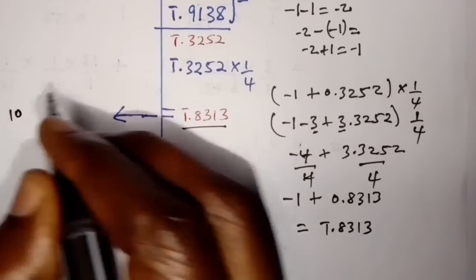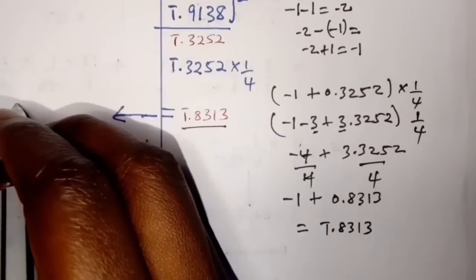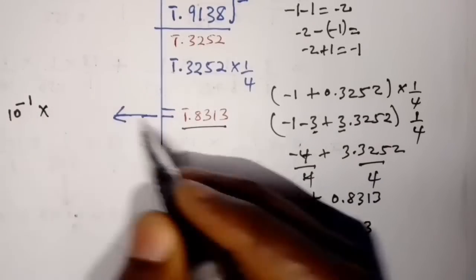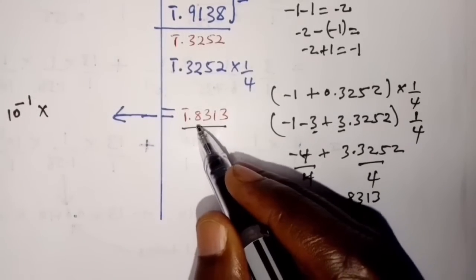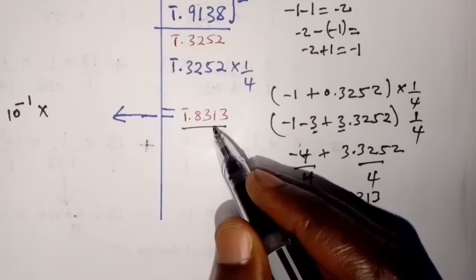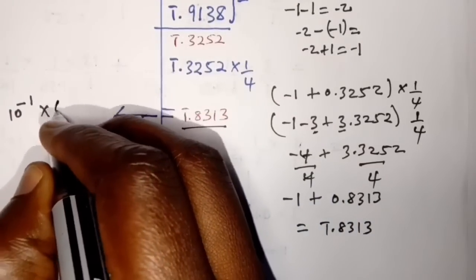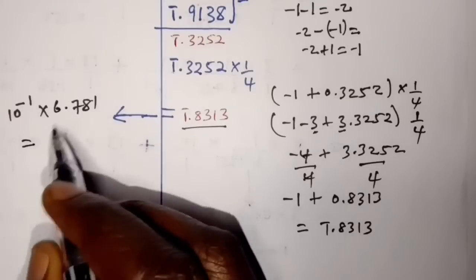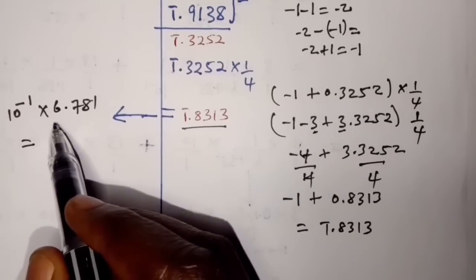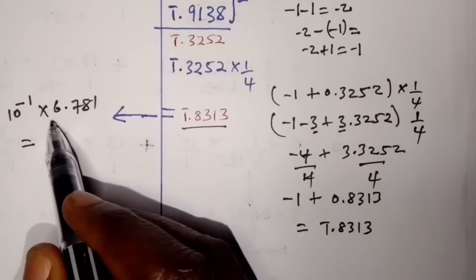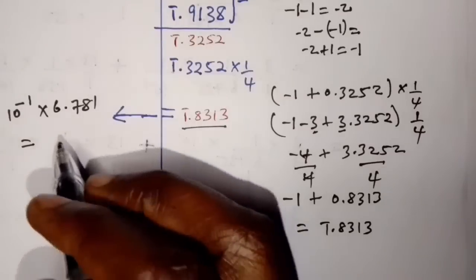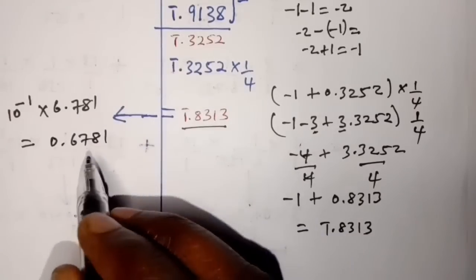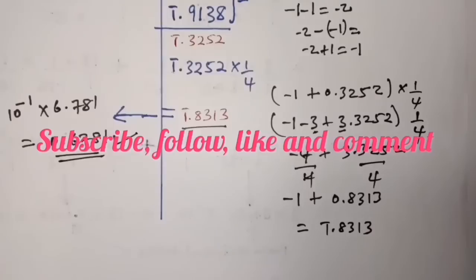Now we can find the antilog here. This is 10 power negative 1, bar 1, is 10 power negative 1 times the antilog of 0.8313, which is equal to 6.781. When we multiply 10 power negative 1 times 6.781, we end up with 0.6781, and this is our answer.